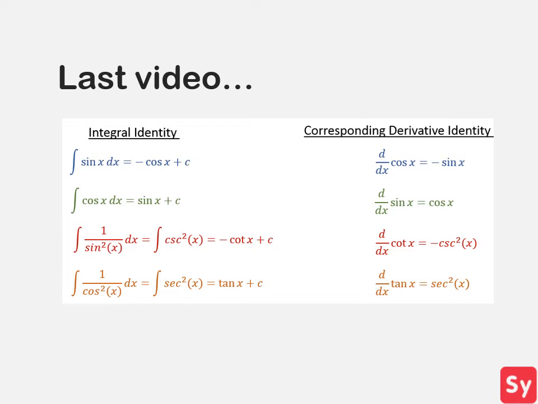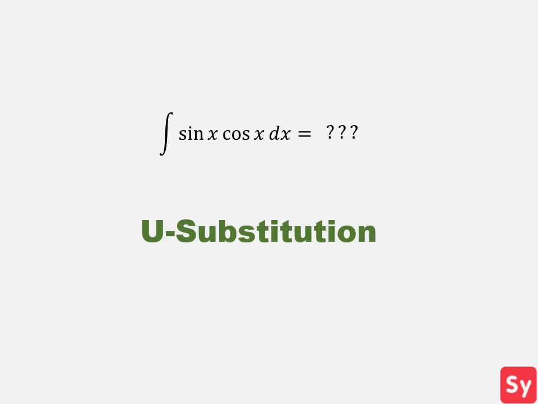Last video we learned how to solve integrals with trig functions by reducing the trig functions into sine of x or cosine of x. But what happens when we have the integral of sine of x and cosine of x with respect to x? They're reduced to their simplest form, sine of x and cosine of x, and we don't know what to do next. Well, this is when we use substitution.